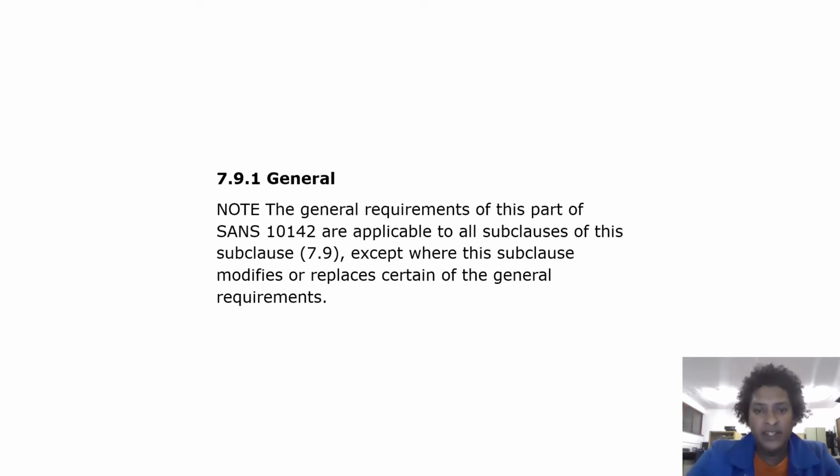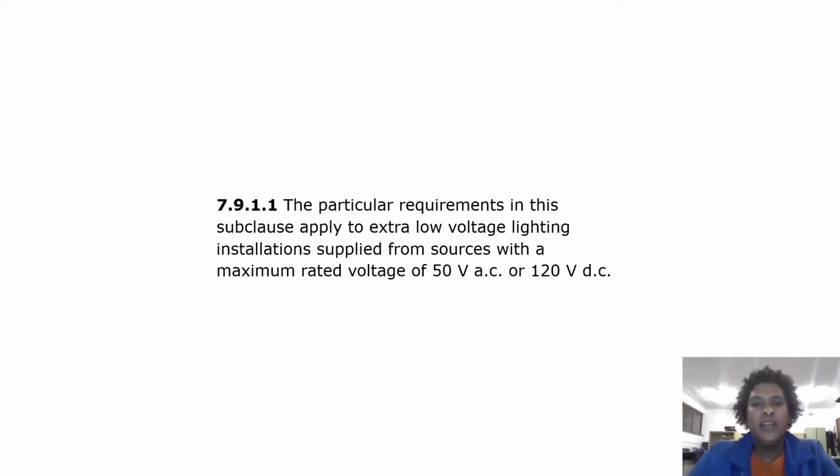General note: the requirements of this part of SANS 10142 are applicable to all subclauses of this subclause 7.9, except where this subclause modifies or replaces certain of the general requirements. The particular requirements in this subclause apply to extra low voltage lighting installations supplied from sources with a maximum rated voltage of 50 volts AC or 120 volts DC.